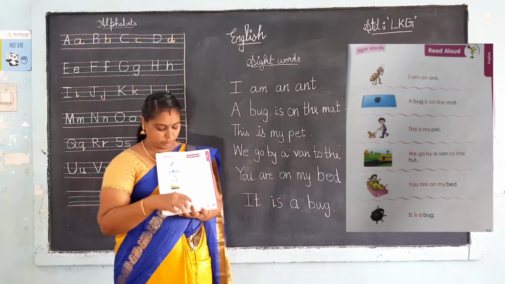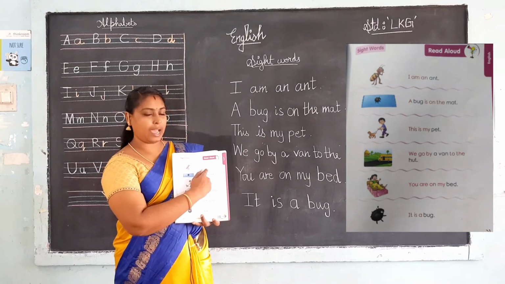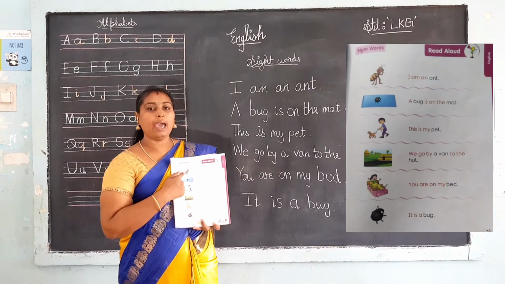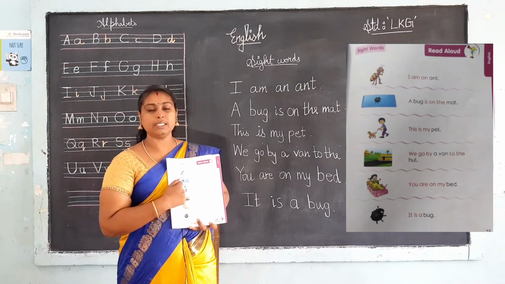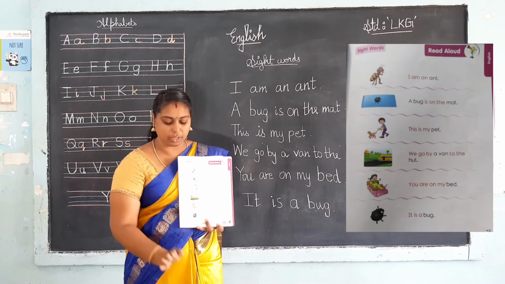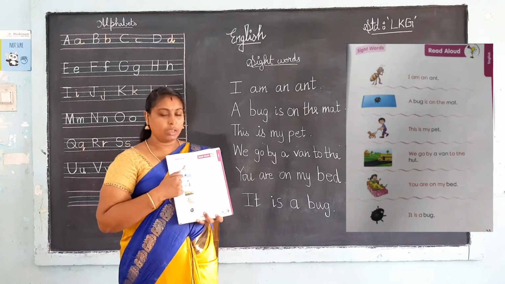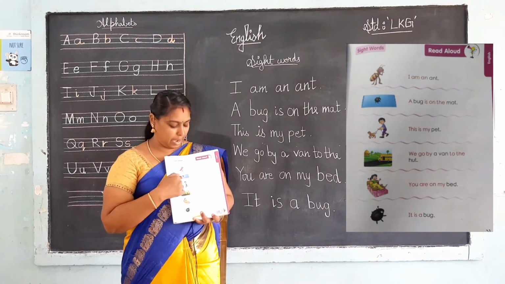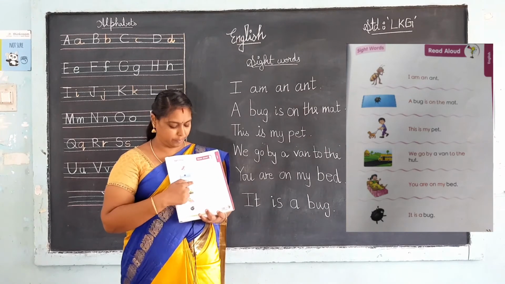Take your book, keep your fingers on the picture, say, I am an ant. I am an ant. What is this? Bug. Bug is on the mat. On. Bug is on what? On the mat. A bug is on the mat.